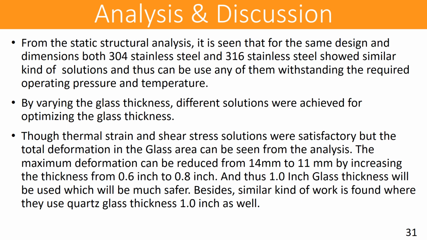Though thermal strain and shear stress solutions were satisfactory, the total deformation in the glass area can be seen from the analysis. The maximum deformation can be reduced from 14 mm to 11 mm by increasing the thickness from 0.6 inch to 0.8 inch, and thus 1 inch glass thickness will be used, which will be much safer.